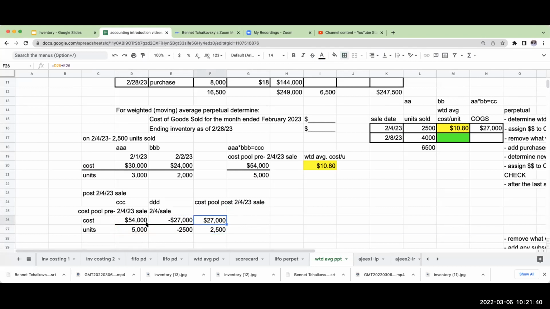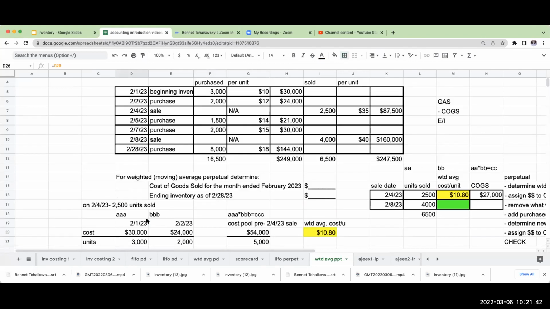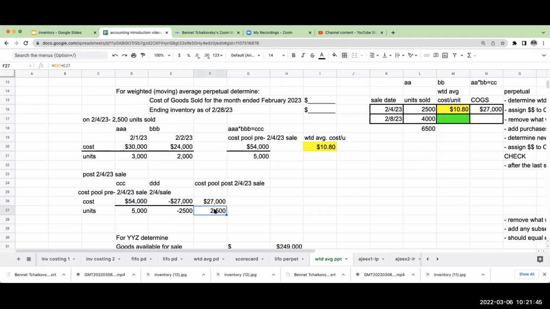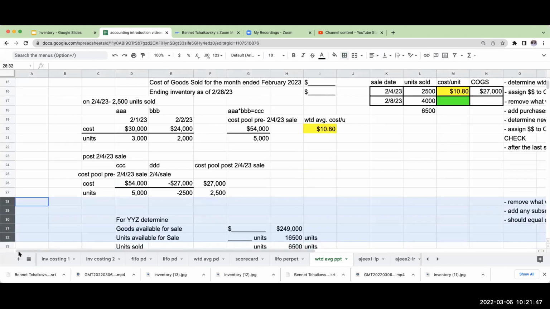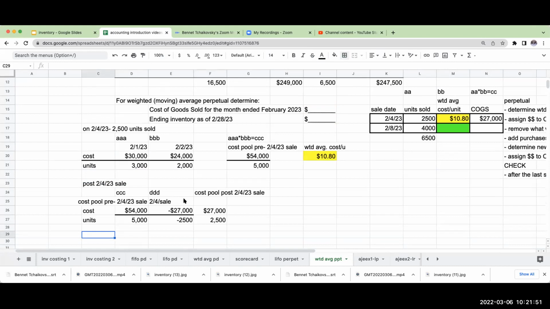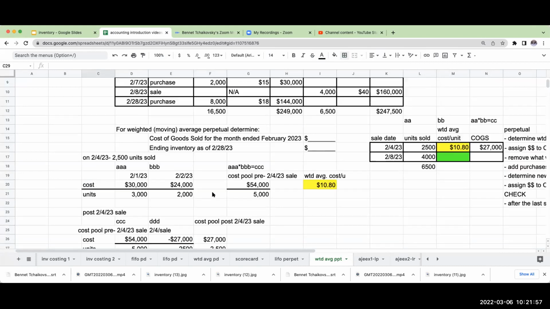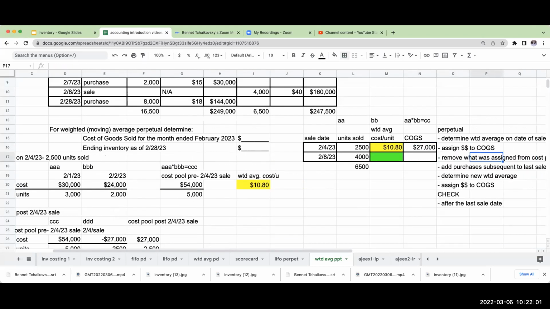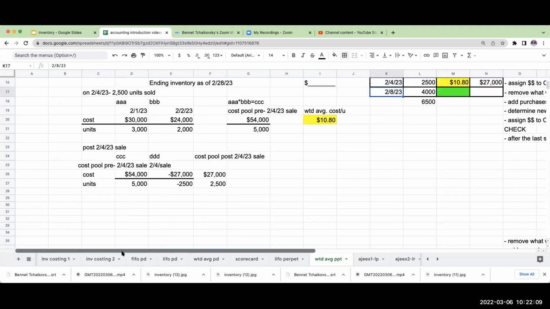Oh yeah, it does, because basically I sold half of the inventory that was there, and so this is now what I have remaining. Okay, very important step. This is usually what screws up students. So now I've done the cost pool post 2/4/23 sale, and I'm ready to go on to the next one. We determined the weighted average, assigned it to cost of goods sold, removed it, and now I'm ready to go to my next sale date on February 8th, 2023.